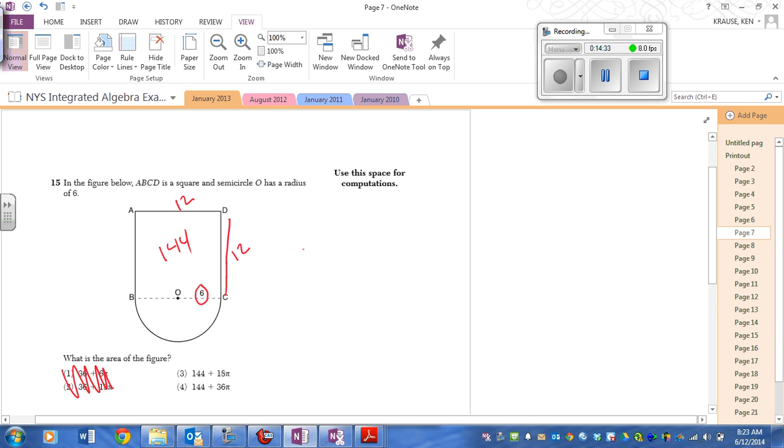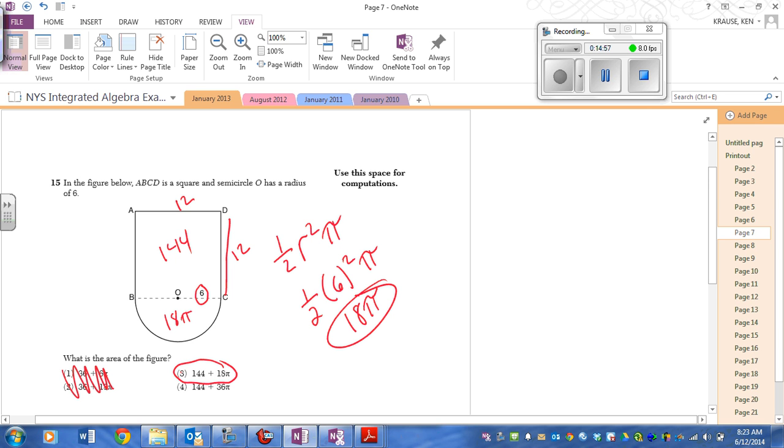If you remember, the area formula of a circle is radius squared times pi, or pi r squared, but we only have half of a circle, so we're going to divide that by 2. The radius is 6, so we do 1/2 times 6 squared pi. 6 squared is 36, half of 36 is 18, so this is 18 pi. So the area of the whole shape then would be the 144 plus the 18 pi part.